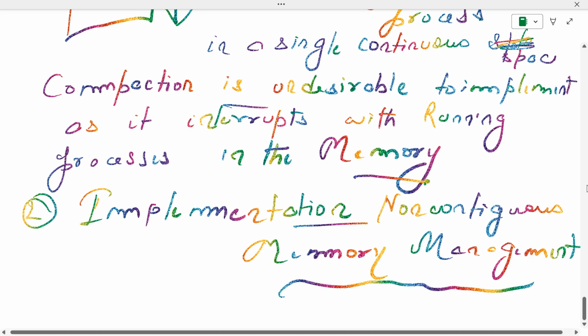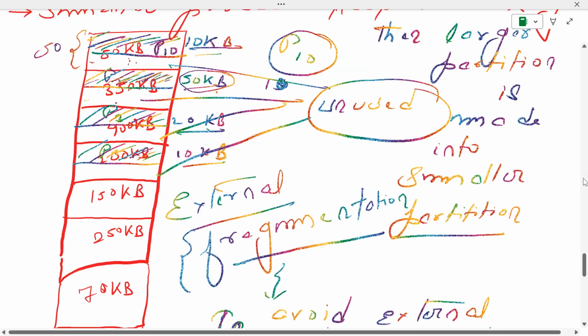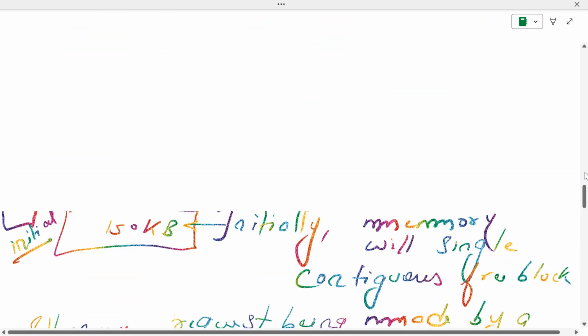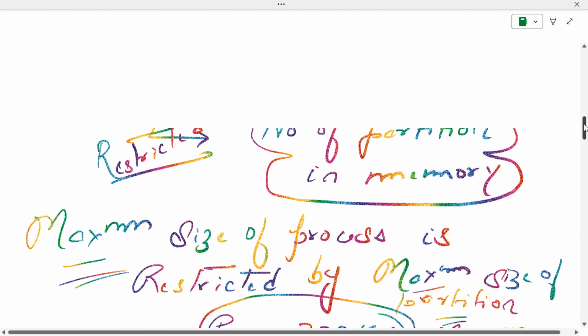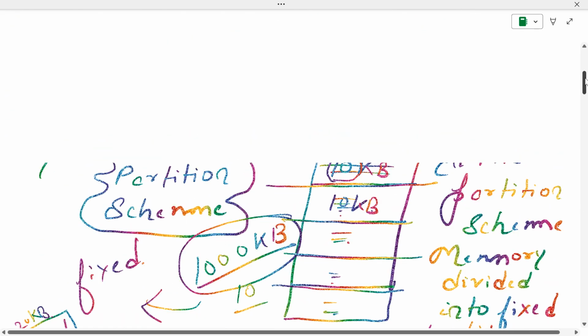We also need to learn about some partition allocation methods, which are part of fixed or variable contiguous memory allocation. This we will learn in the next video.